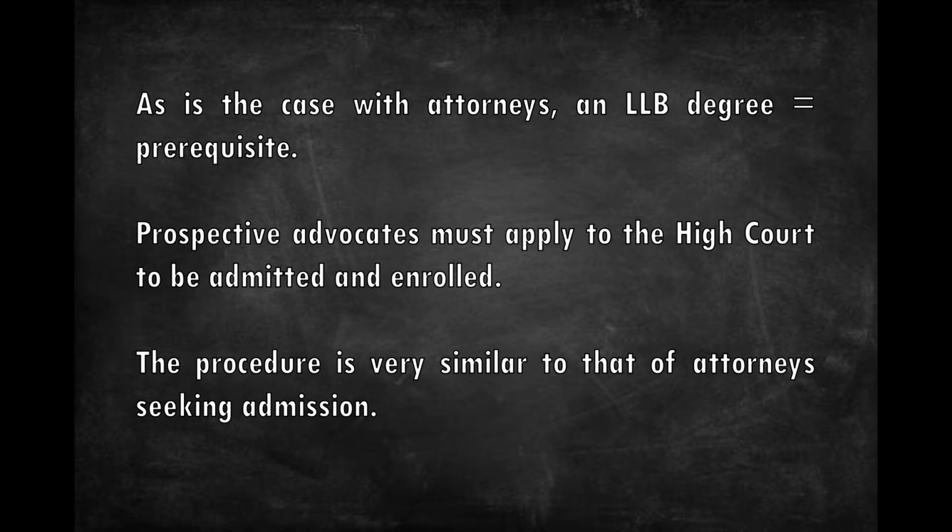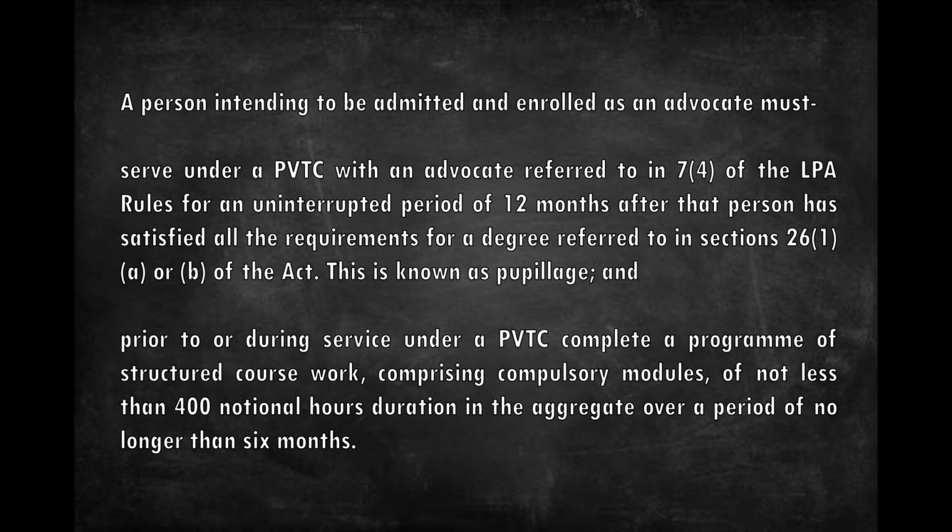The procedure is very similar to that of attorneys seeking admission, but for the sake of clarity, a person intending to be admitted and enrolled as an advocate must serve under a practical vocational training contract with an advocate referred to in rule 7 subsection 4 of the Legal Practice Act rules for an uninterrupted period of 12 months after that person has satisfied all the requirements for a degree referred to in sections 26(1)(a) or (b) of the Act. This is known as pupillage.